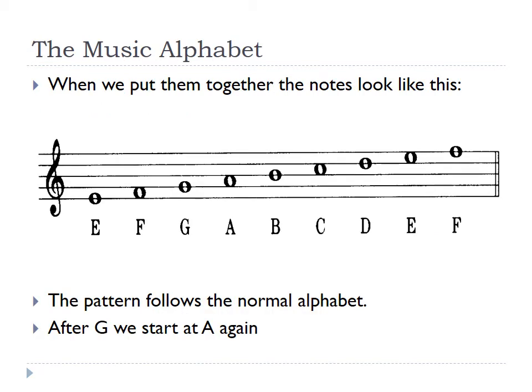When we put our notes together, our lines and our spaces together, you'll see the notes look like this: E, F, G, A, B, C, D, E, F. The pattern, you'll notice, follows the normal alphabet, but after G, we start at A again. There is no H or I or J in music. The music alphabet goes A, B, C, D, E, F, G, A, B, C, D, E, F, G, and so on.